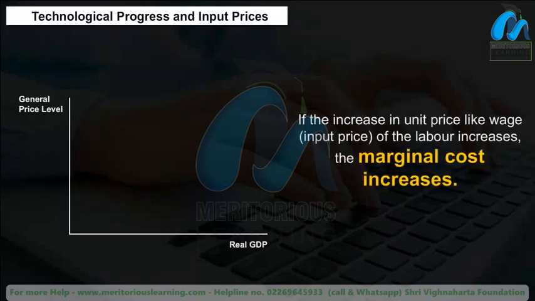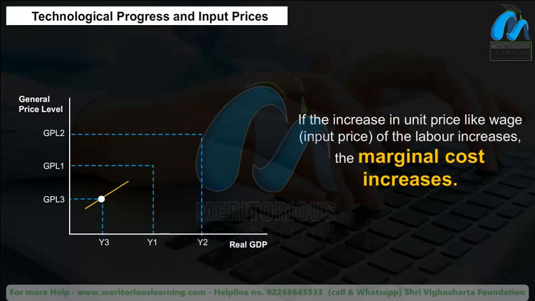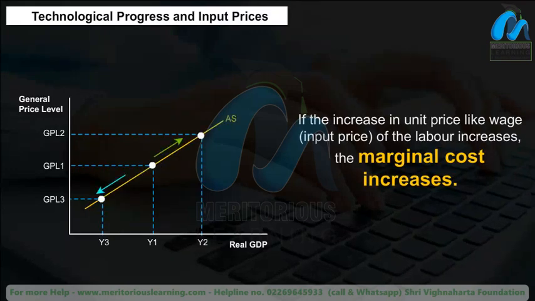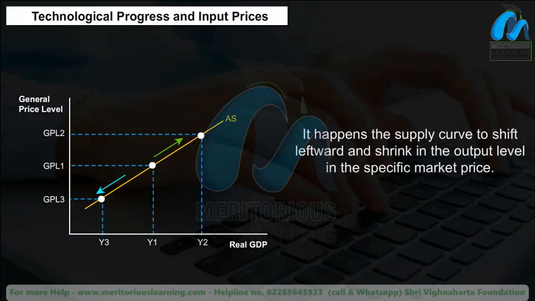If the unit price of an input increases, like the wage of labor, the marginal cost increases. This causes the supply curve to shift leftward and output to shrink at the specific market price.